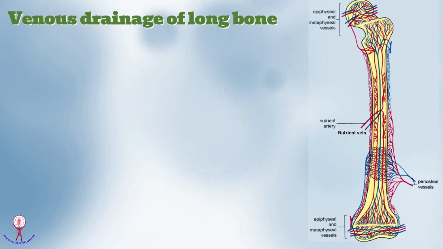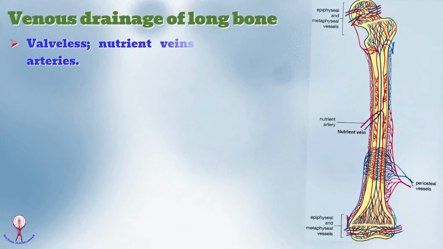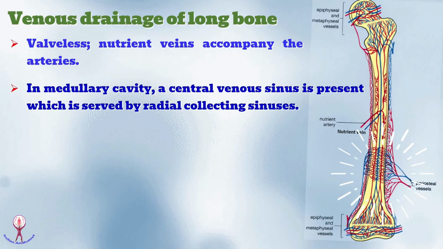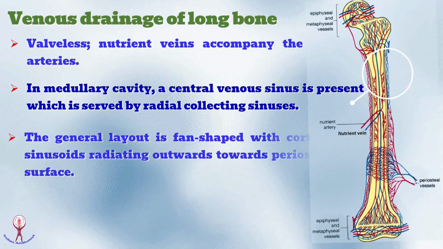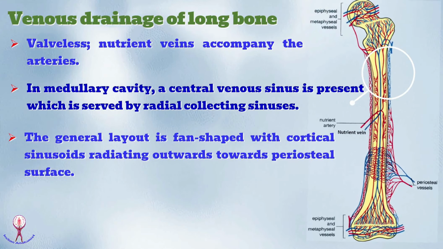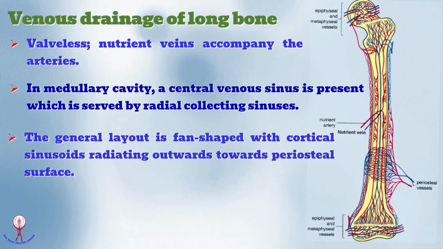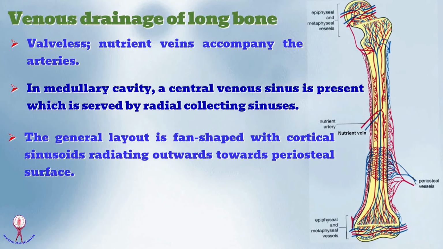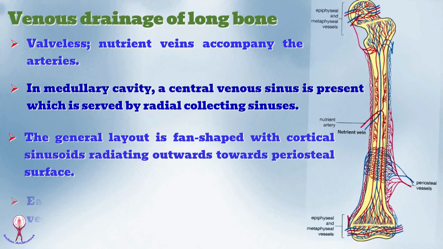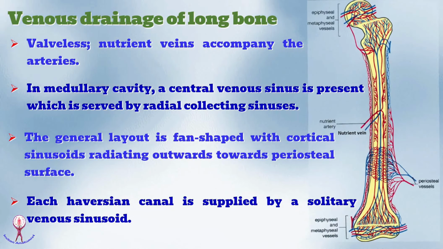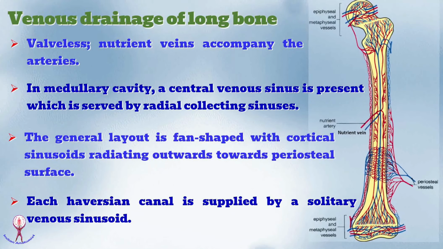Now coming to venous drainage of long bones. These veins are usually valveless, and nutrient veins accompany the arteries. In the medullary cavity, a central venous sinus is present, which is served by radial collecting sinuses. In general, the venous layout is fan-shaped, with cortical sinusoids radiating outwards towards the periosteal surface. Each Haversian canal is supplied by a solitary venous sinusoid.